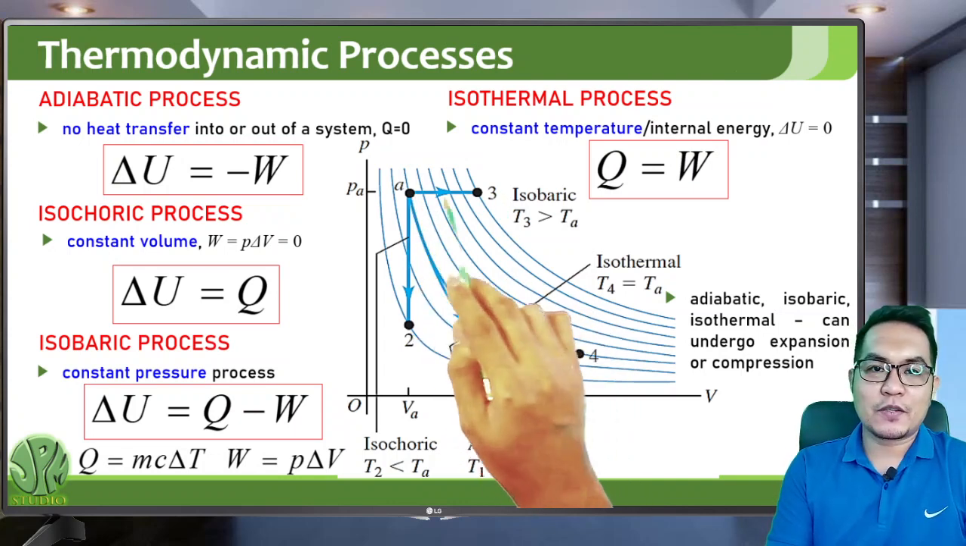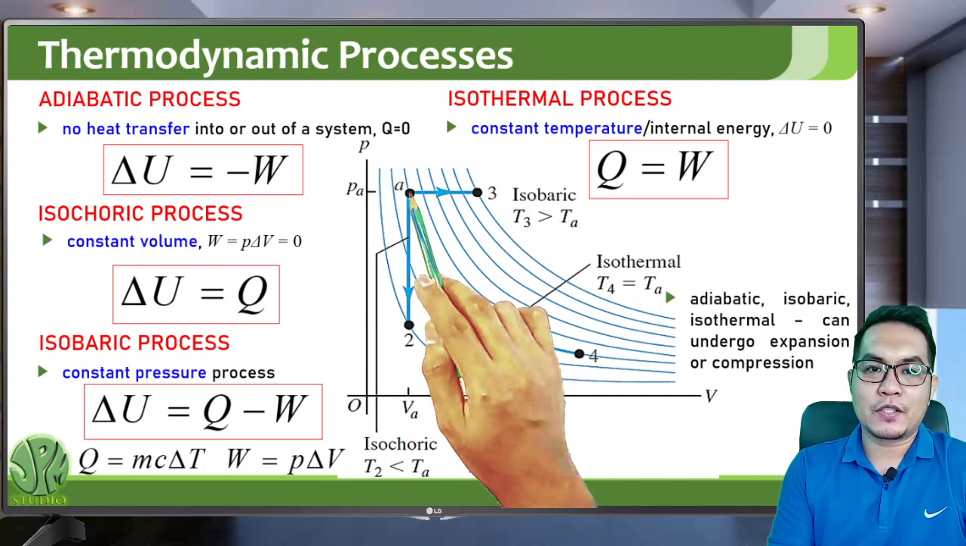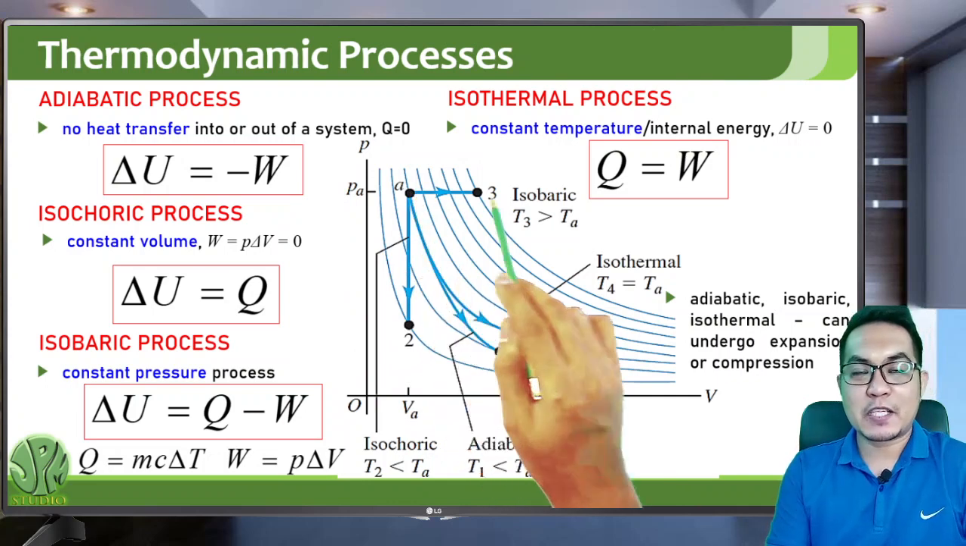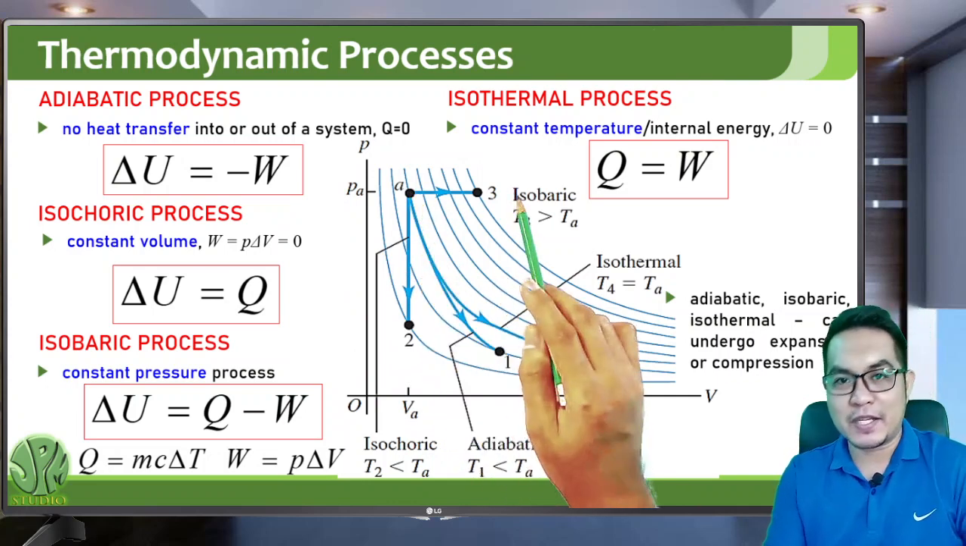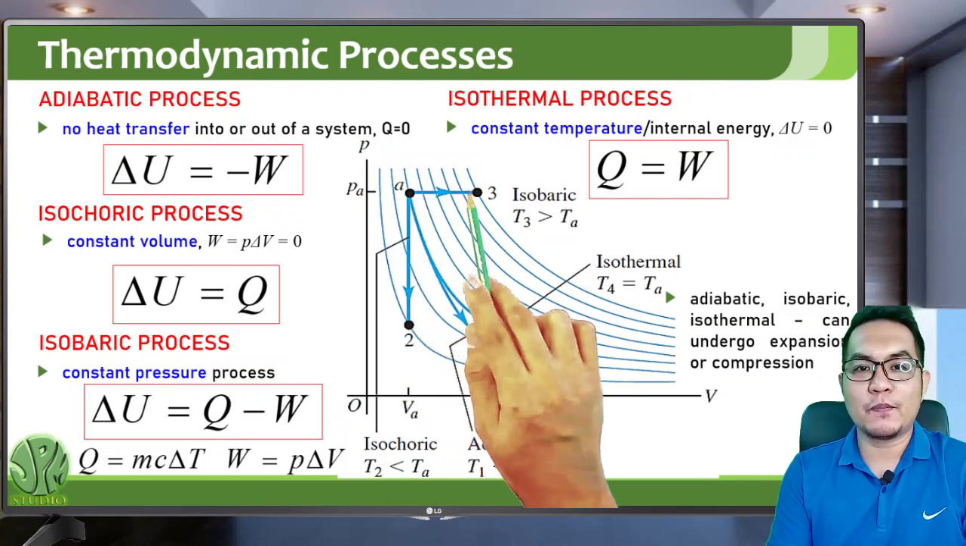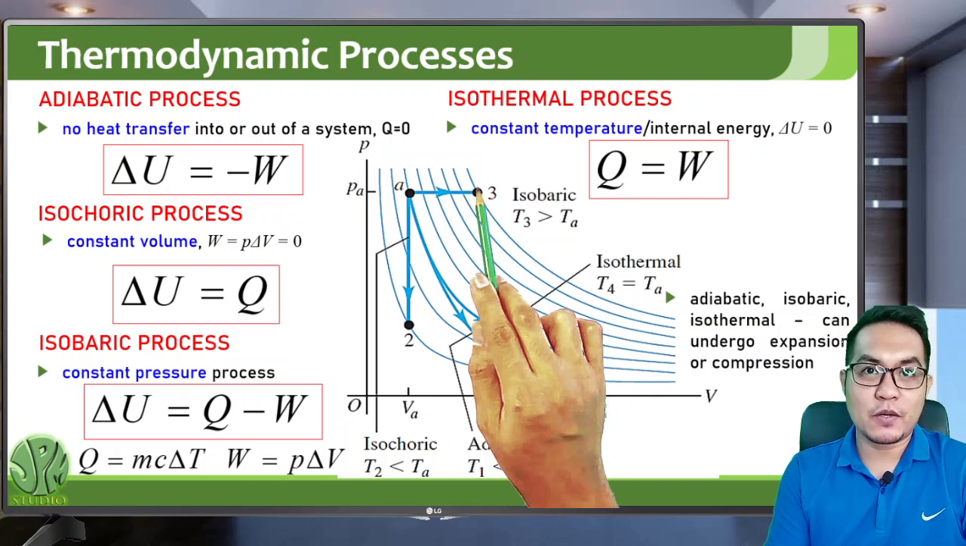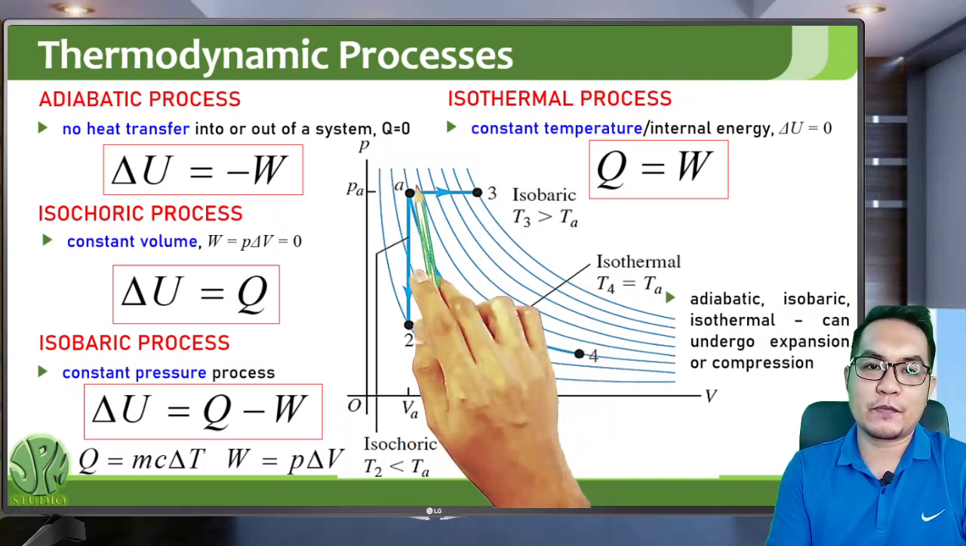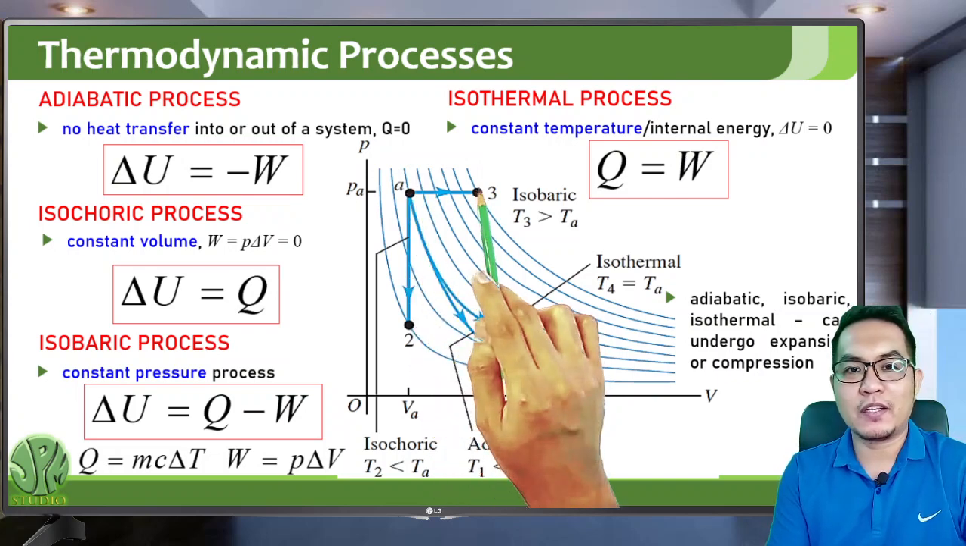A22 is an isochoric process, so there's no expansion nor compression here because it's constant volume. A23 is isobaric, constant pressure. So it's actually an isobaric expansion because the volume increases. The pressure is constant, but the volume changes and the temperature also changes. It jumps from one isotherm to another isotherm.